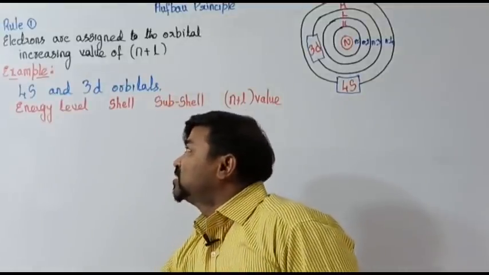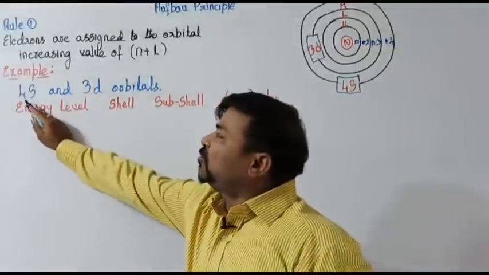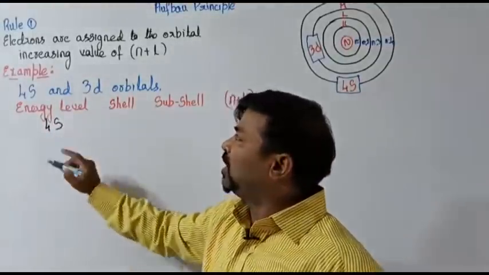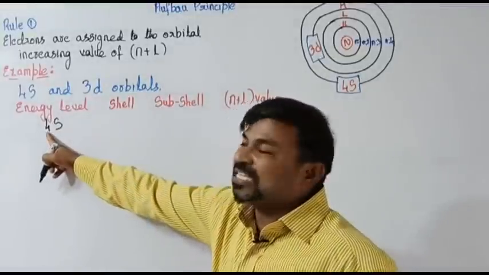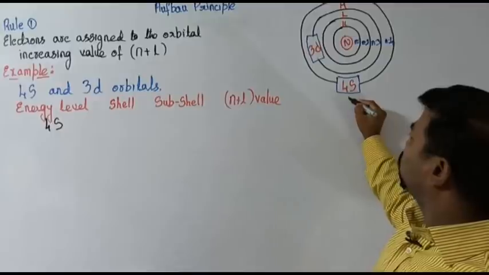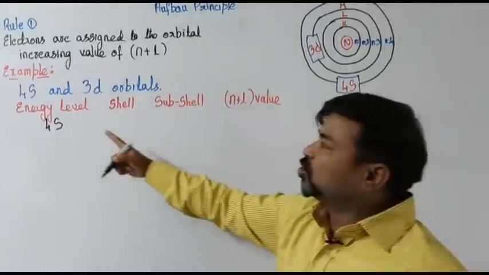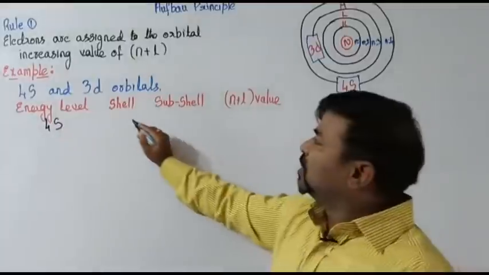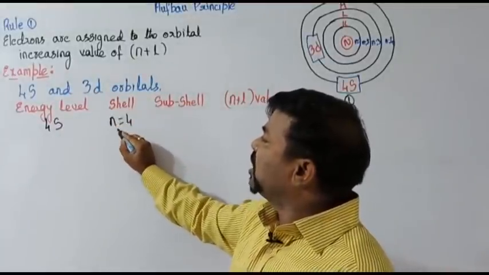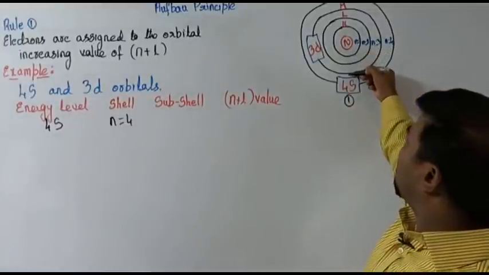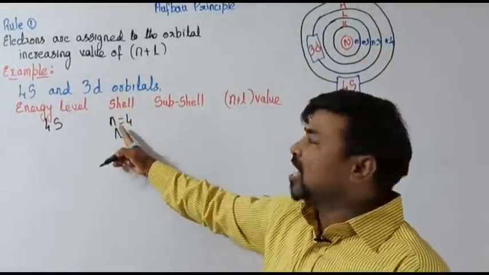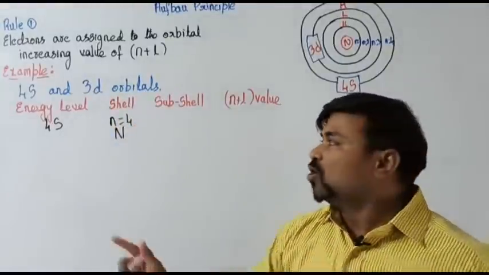So let's explain this one. Here, let us take 4s. Energy level, I have taken it as 4s. In this 4s, what is the shell we are using? I am talking about this one, 4s. So 4 means the orbit. So n is equal to 4, as it is K, L, M, N shell. N is the shell and the principal quantum number is 4 for 4s.